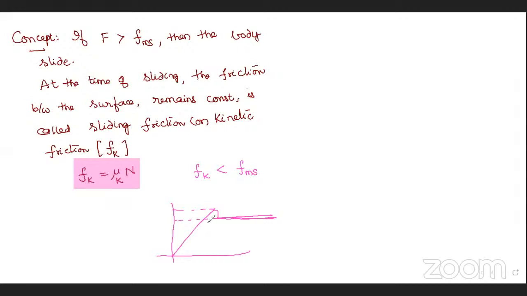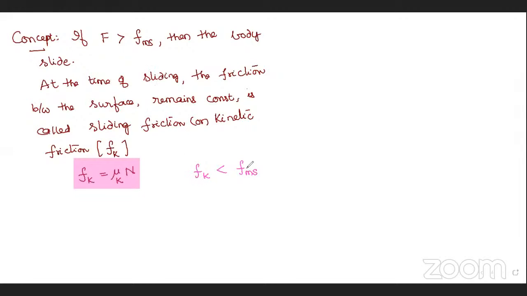Am I right? Yes, so yesterday we concluded that after coming into motion, the friction you get is less than the maximum value of static friction. Practically, yesterday we observed that in the graph. Theoretically also I am saying the same: Fk is less than Fms.